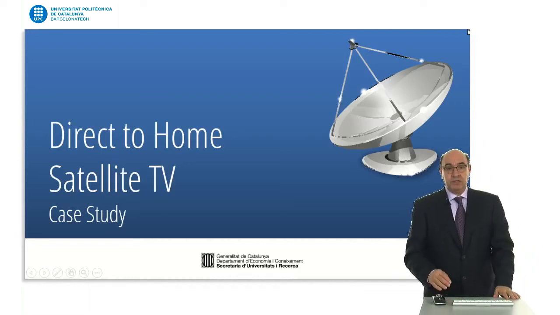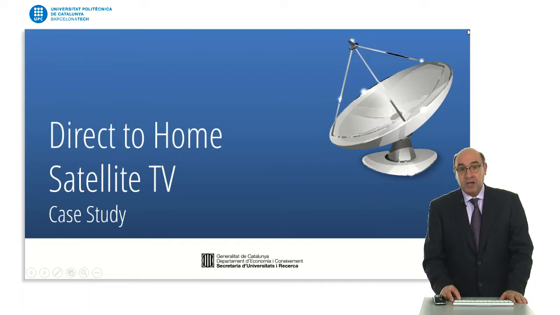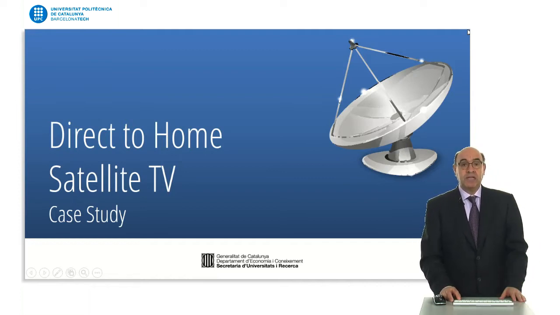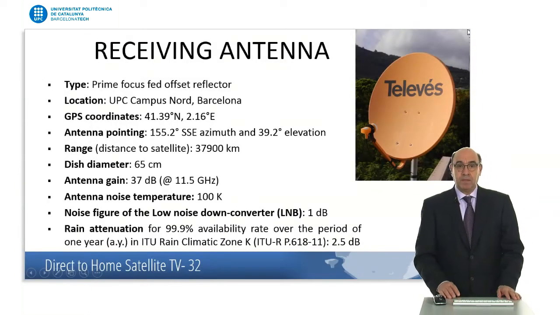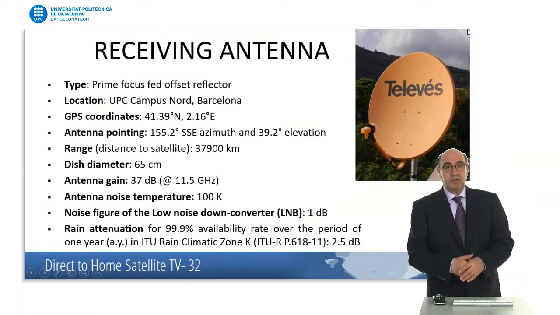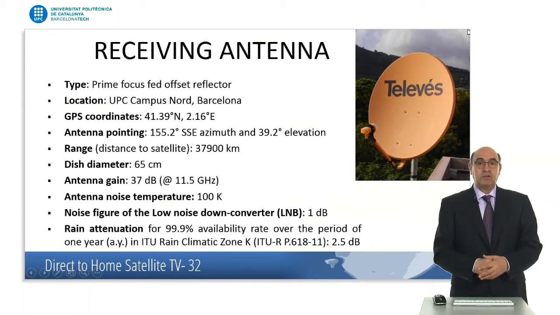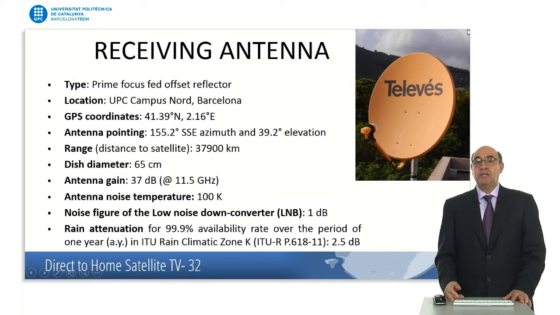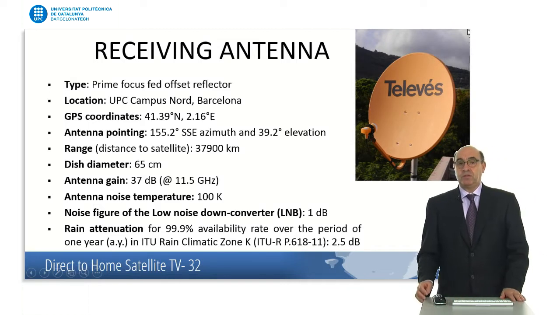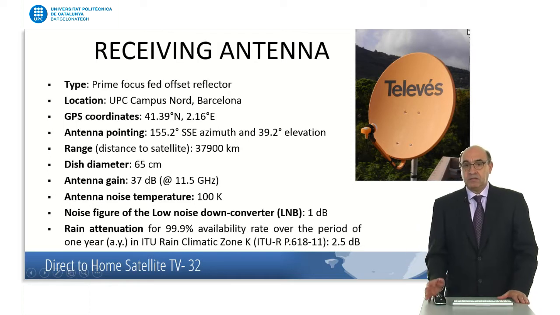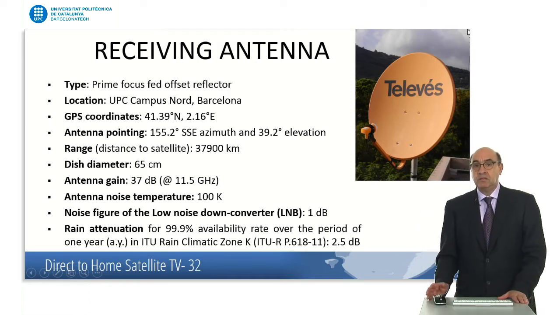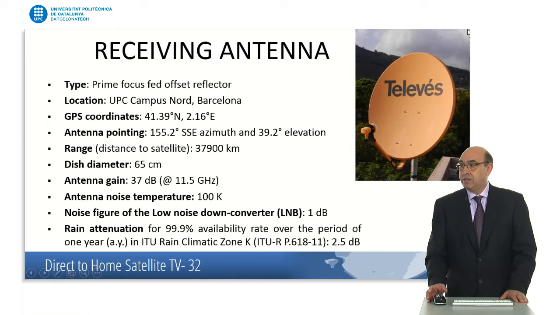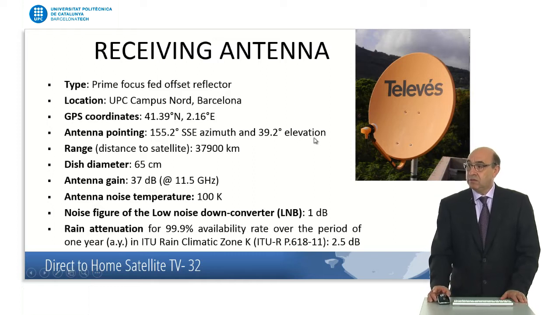Now we are going to proceed to find the link budget for receiving a TV program from a GEO satellite. We know about the satellite data and also the receiving antenna, and this is how a typical receiving antenna for this purpose looks like. It's placed on the campus of UPC and is pointing south-southeast, as described here.